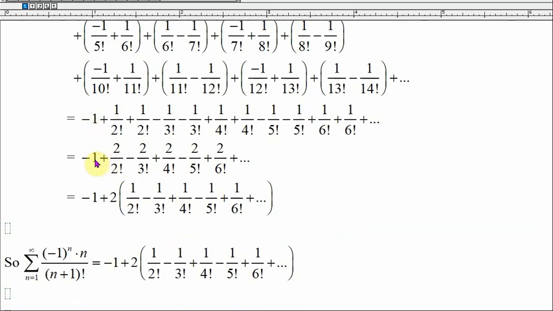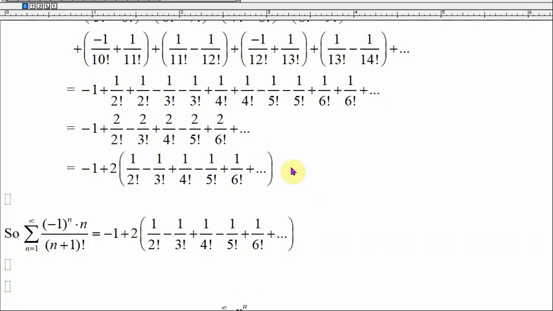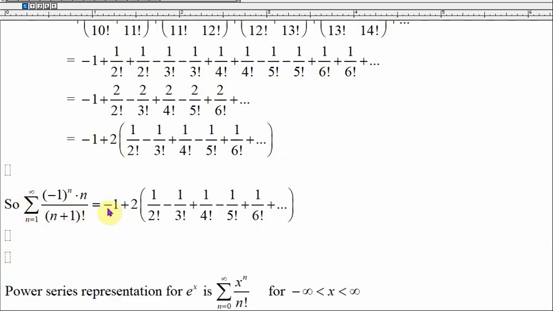And so this is negative 1, and then we get 2 over 2 factorial, minus 2 over 3 factorial, plus 2 over 4 factorial, and so on. And then we can factor out the 2 right here. And so the series is equal to negative 1 plus 2 times this infinite sum right here that starts with the 1 over 2 factorial.